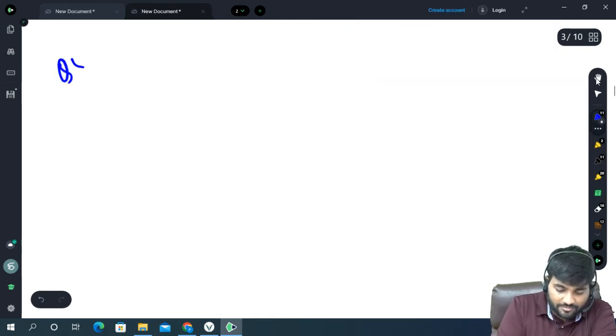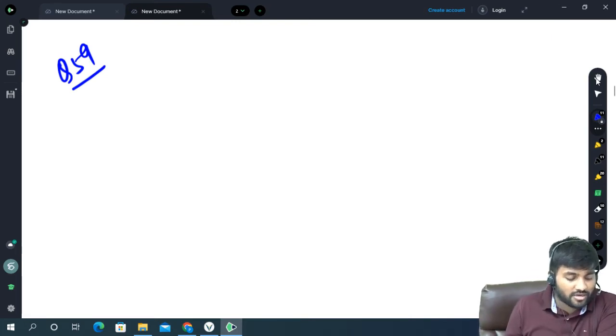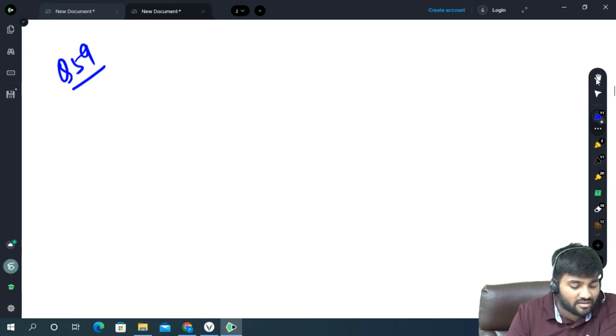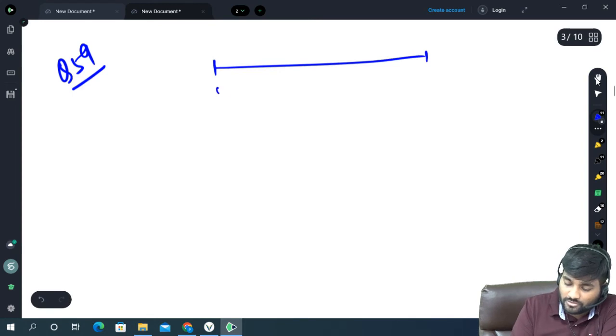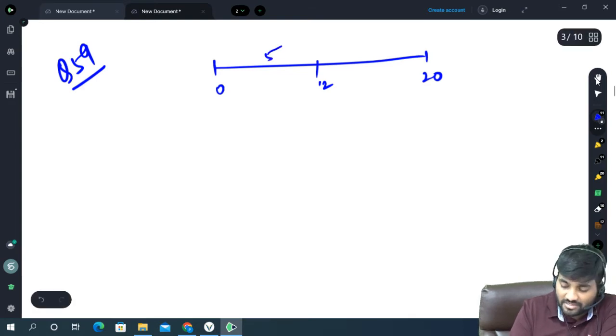Question number 59. An annuity is payable annually in advance for a term of 20 years. The payment is 500 in year 1, 550 in year 2 and so on, increasing by 50 each year. Calculate the present value of this annuity assuming that the effective rate of interest is 5% for the first 12 years. Okay. So 0, 12, 20. So for the first 12 years, it is 5% and 7% thereafter.